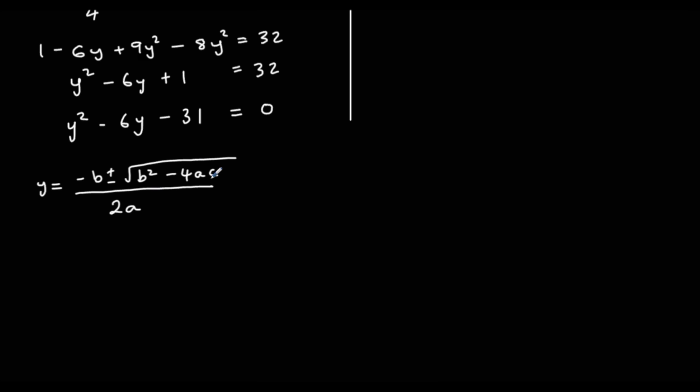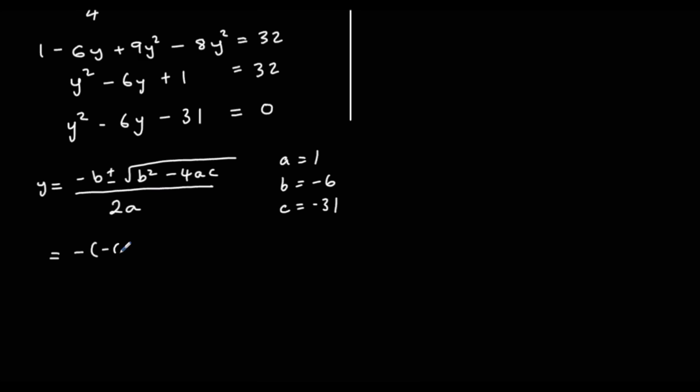And in this question, a will be 1. We've got 1y squared. B is going to be negative 6. We've got negative 6y's. And c will be negative 31. So we're going to substitute in. A is going to be 1, B is negative 6, and C is negative 31.